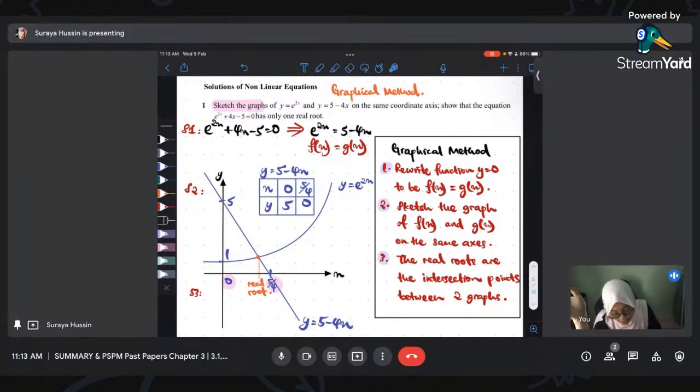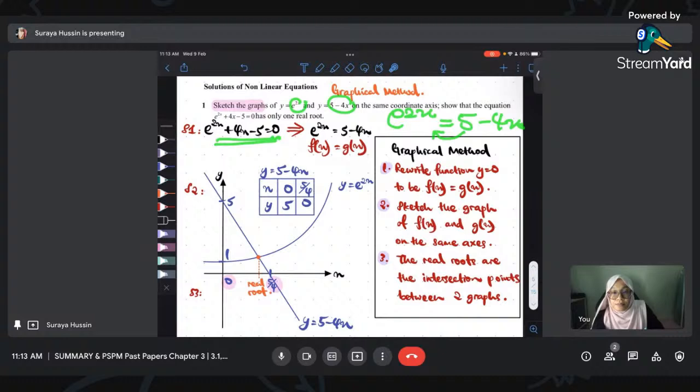If you rearrange them, okay, bila kamu jadikan 2 equation ni equal to each other, exponent 2x equals to 5 minus 4x. You rearrange them. When you rearrange them, you will get this. Okay, you akan dapat satu function yang baru, which kita tak tahu nak panggil function ni apa. Jadi, kita panggil dia sebagai non-linear equation.